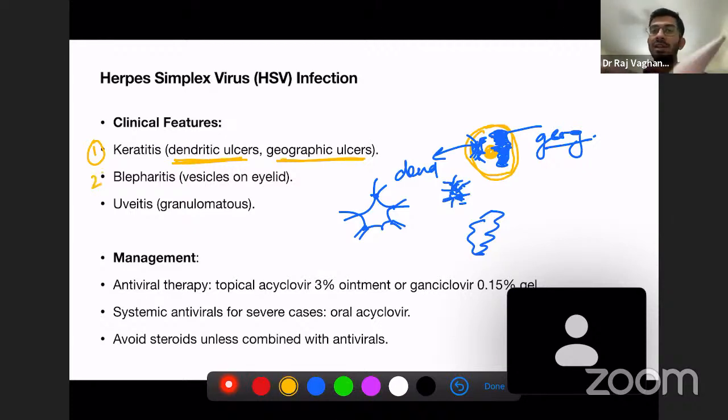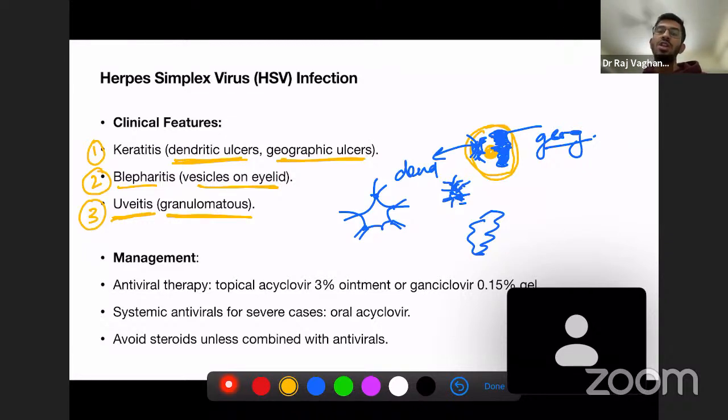Other than that, you have blepharitis, that is inflammation of the eyelid. You can have vesicles on the eyelid, or you can have uveitis, which is granulomatous uveitis, inflammation of the uveal tract. So granulomatous uveitis can occur, blepharitis can occur, or keratitis can also occur. These are the clinical features for the HSV virus.